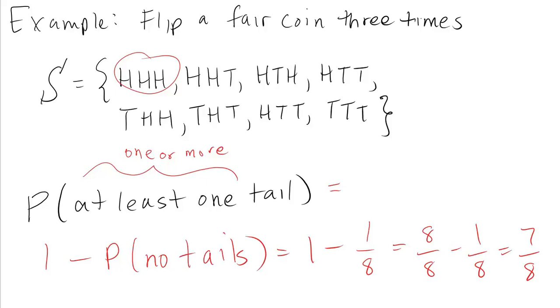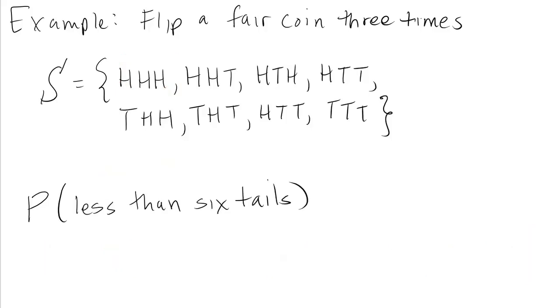And some of you might argue that it would have been easier to just go through and count the 7 different outcomes that have at least one tail. And I can't argue with you. That might be easier. But I want to demonstrate the idea because we're going to need this in the future. One more example, let's hit one of the special cases.